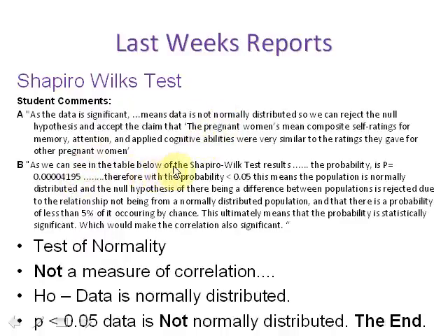As we can see in the table below of the Shapiro-Wilk test, the probability is this. Therefore, with a probability of less than 0.05, it means that the population is normally distributed, and the null hypothesis of the difference between populations is rejected. This, that, and the other. Right? Two things going on here.